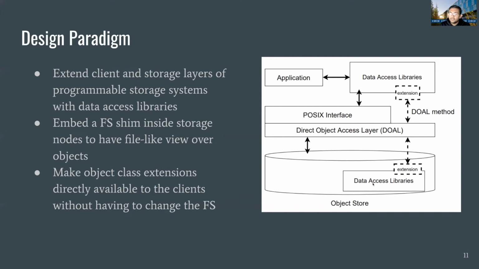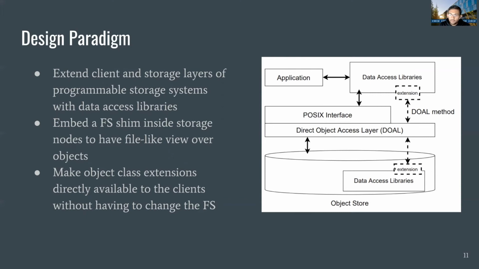Now, since these data access libraries are mostly designed to work on files in a file system interface and not over objects, we devised a file system shim that can be embedded inside storage nodes and that can wrap objects to provide a file-like view over objects. Once there is a file-like view over objects, these data access libraries can be used out of the box to scan these objects as files.